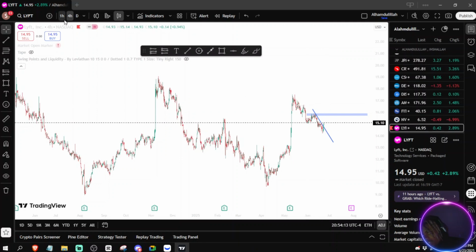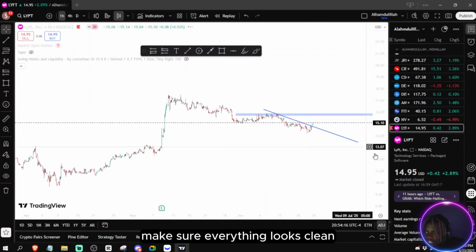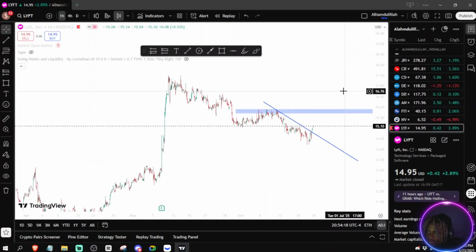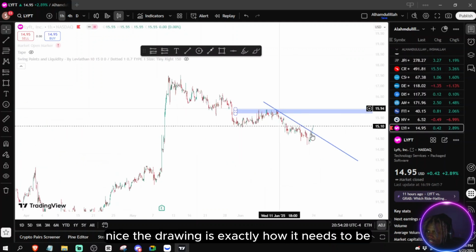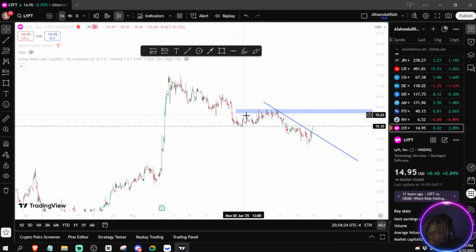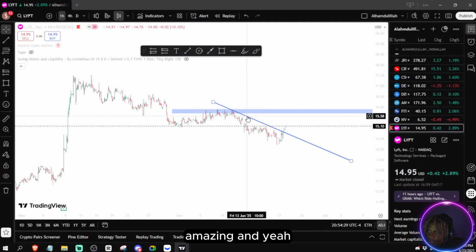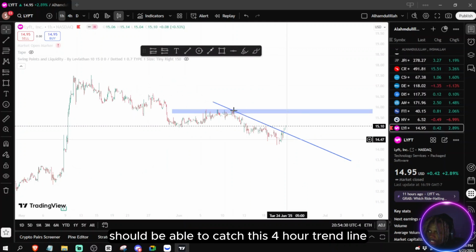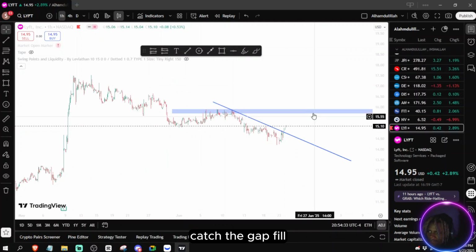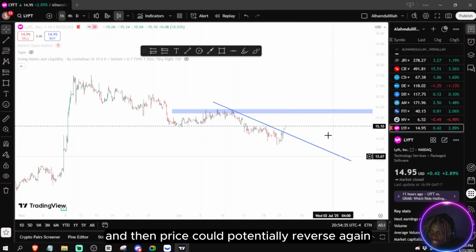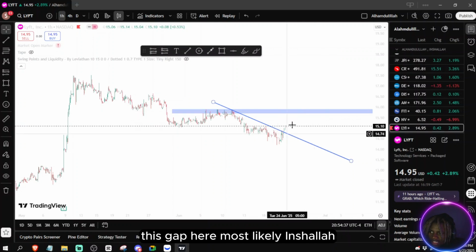So boom. And then we go ahead and get on my 1 hour here. Make sure everything looks clean. Nice. The drawing's exactly how it needs to be. Amazing. And yeah, should be able to catch this 4 hour trend line right back up to the resistance, catch the gap fill, and then price could potentially reverse again, but you will catch that profit in between this gap here, most likely, inshallah.